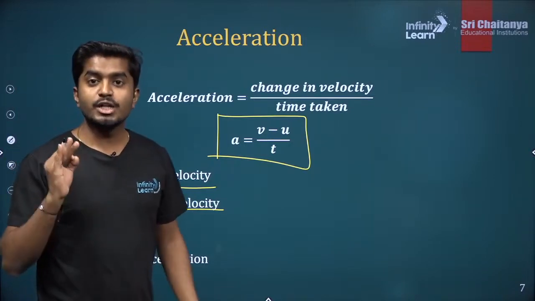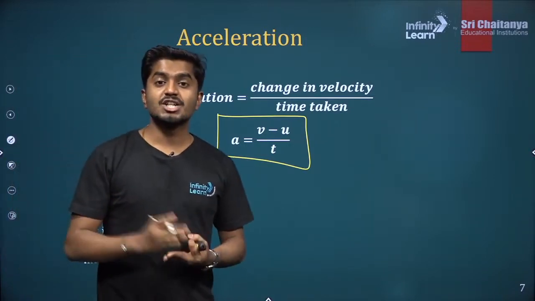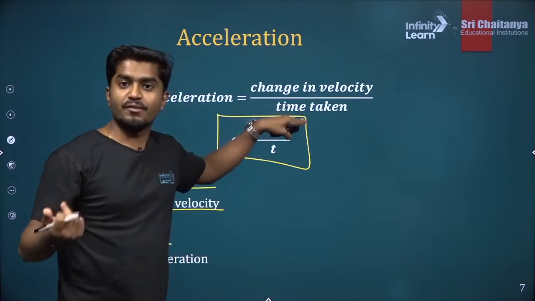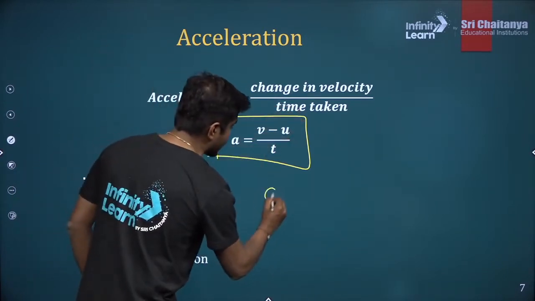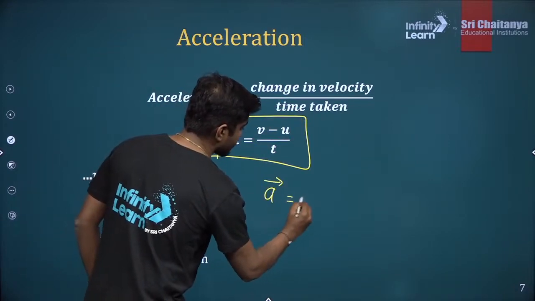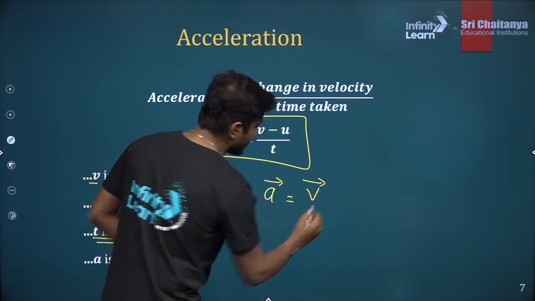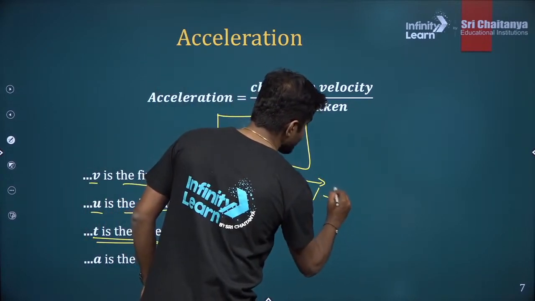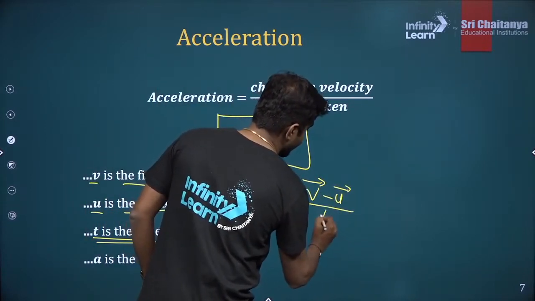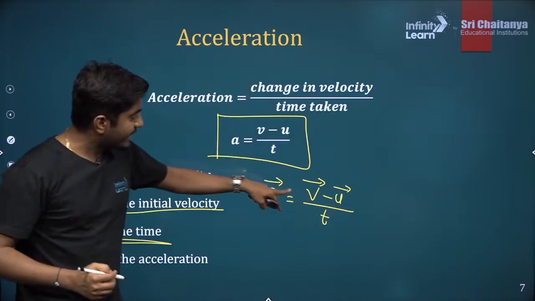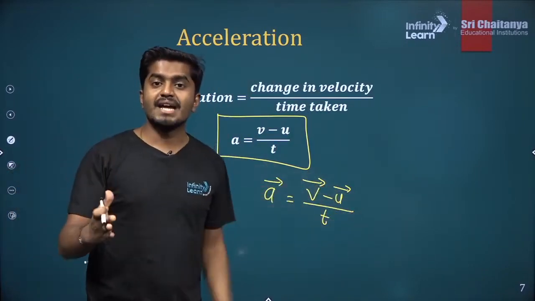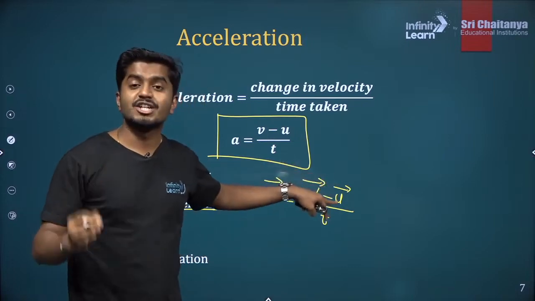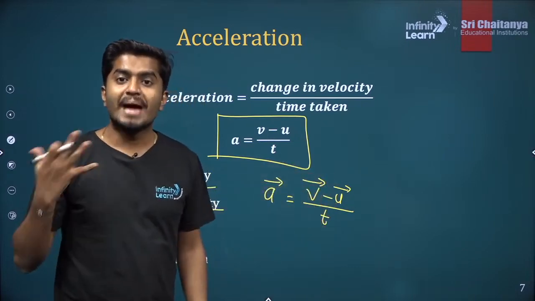But here you need to remember acceleration and velocity are vector quantities. So how will you write this equation in a vector form? You can write acceleration vector as the final velocity vector minus initial velocity vector divided by time. So there is a vector subtraction of two vectors. You need to consider the direction as well, not just the magnitude.